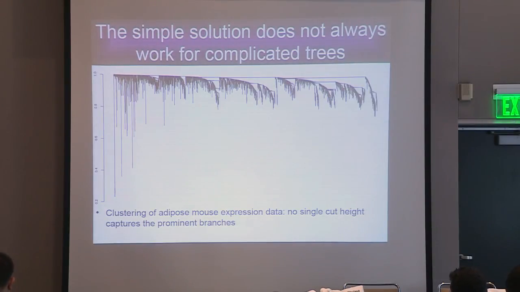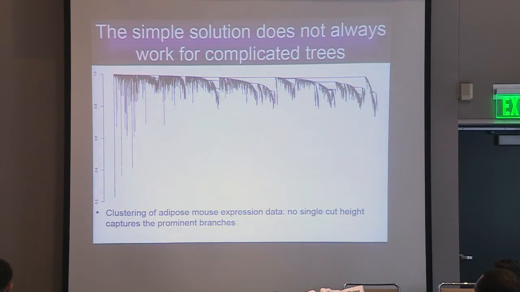So, excuse me, about the constant height tree cut. It's a simple solution and it works well in some applications, but it does not always work for complicated trees. And here is a fairly complicated gene clustering tree that comes from adipose data from mice.